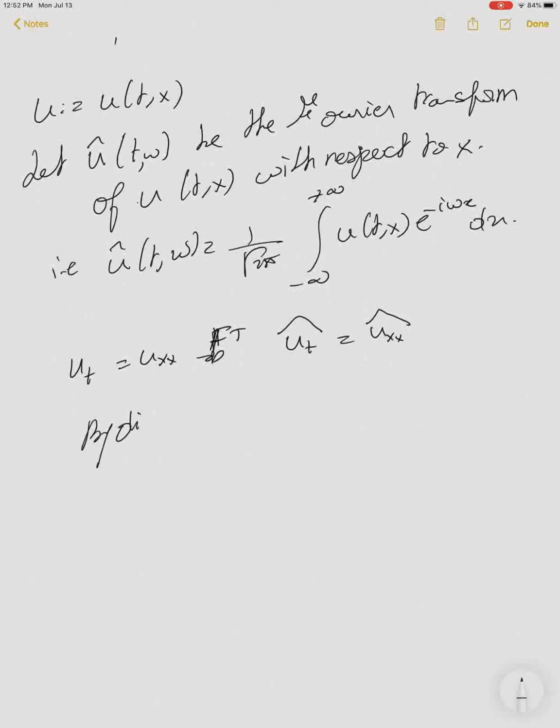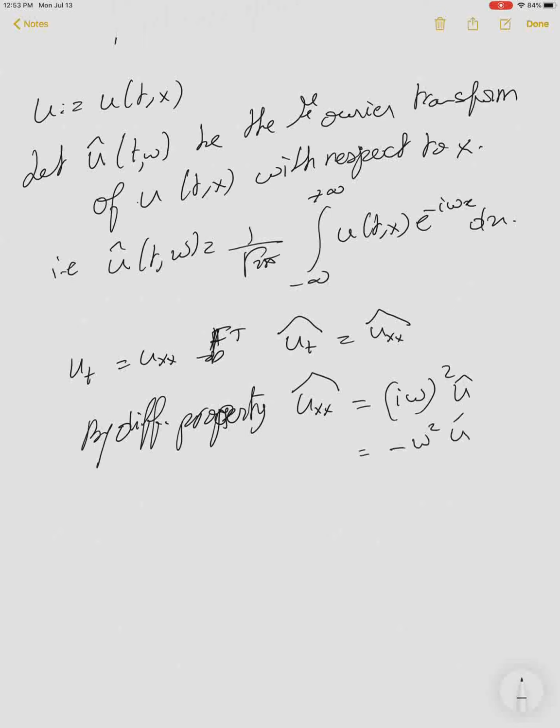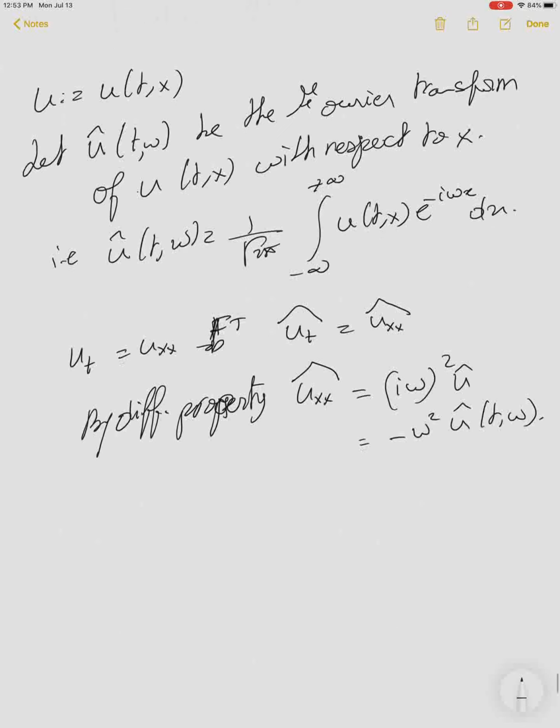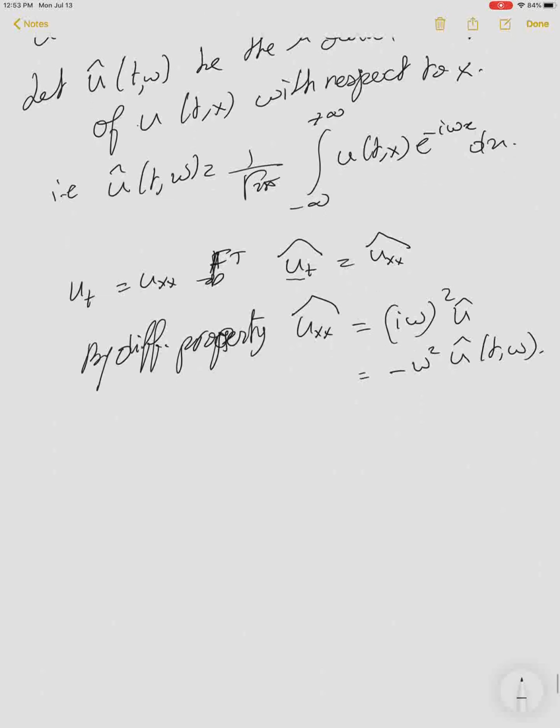Now by differentiation property, remember I'm applying Fourier transform with respect to x. u_xx hat is equal to (i omega) squared u hat, and this is equal minus omega squared u hat at t omega. But what is u_t hat? What is the Fourier transform of u_t? The derivative is with respect to t, but the Fourier transform is with respect to x. Okay, so this is something different.